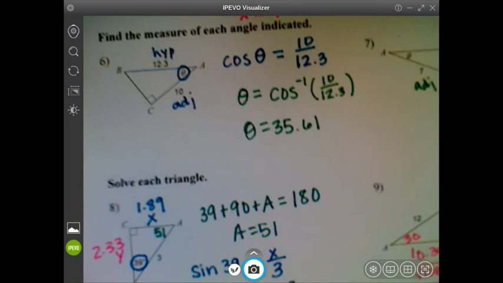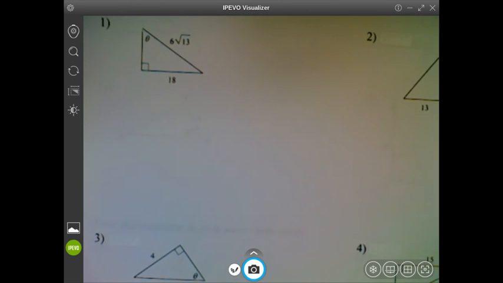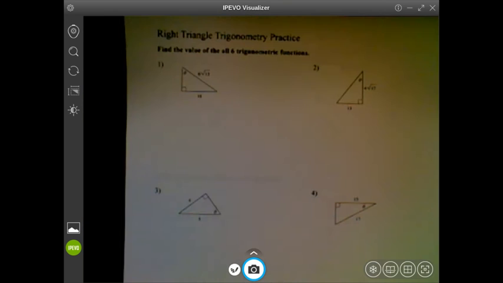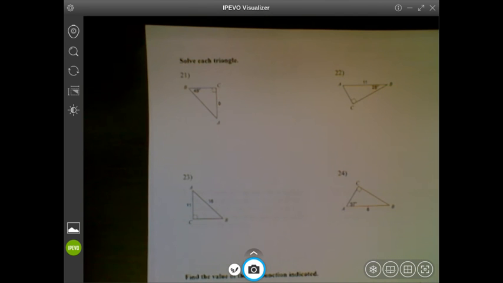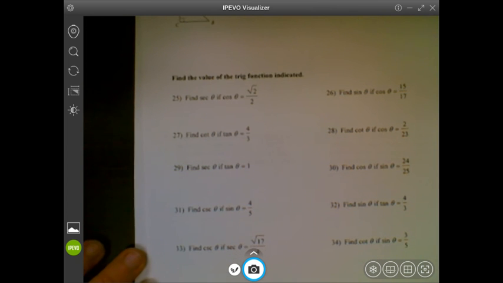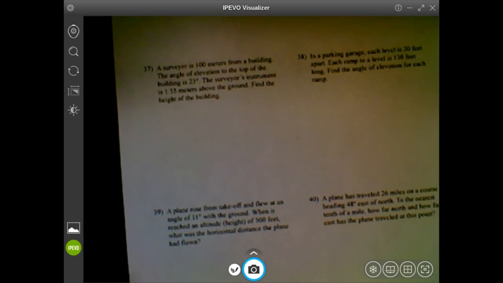All right, so your homework is the next 4 pages. Everything should be pretty similar to what we saw in the notes today. So find all the 6 trig functions, find the measures of each of the sides, find the angles. On the next page, we have solve the triangles, so tell me all the sides, all the angles. Find each of the values given one of the other values. And then we have a couple story problems to work your way through. So let me know if you have any questions.